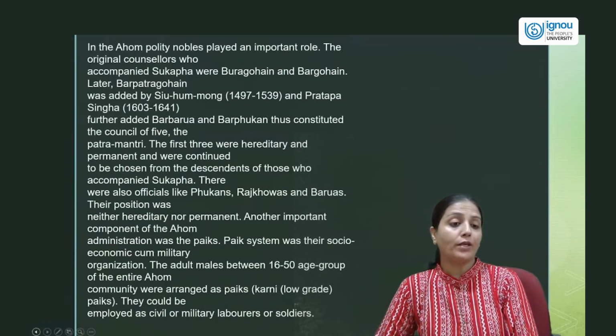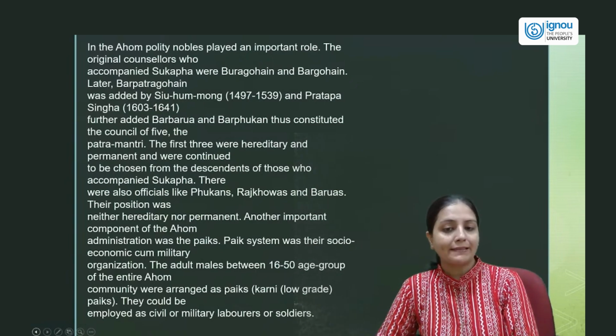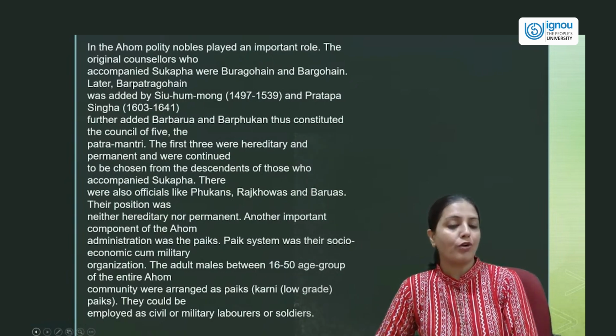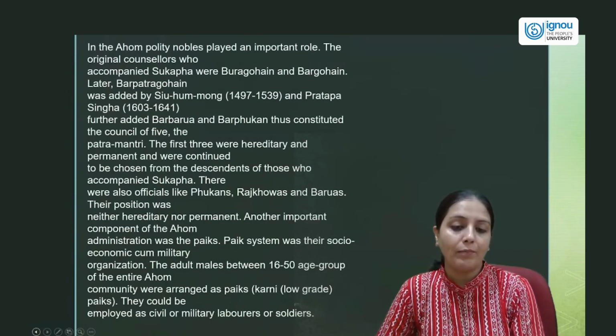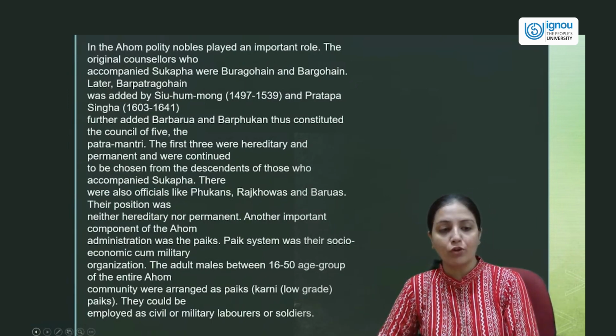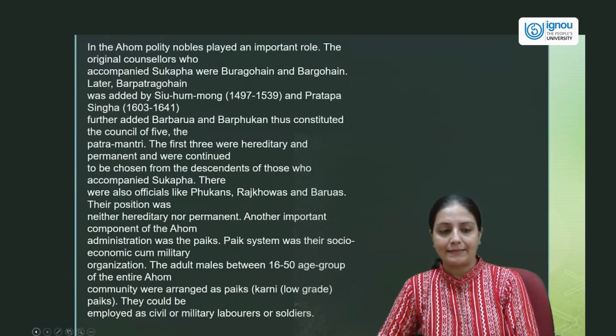Another important component of Ahom administration was the Paik system. The Paik system was their socio-economic military organization. The adult males between 16 and 50 years of the entire Ahom community were arranged as Paiks.